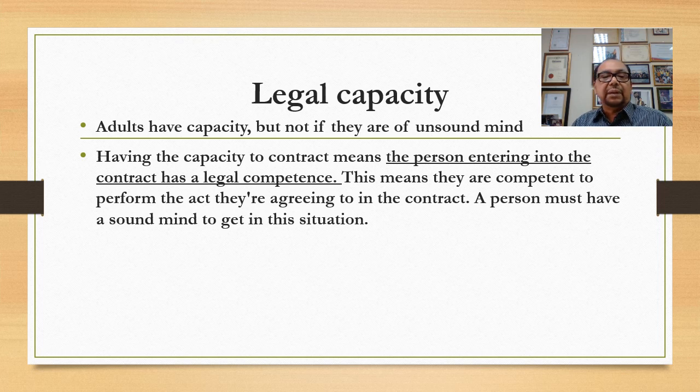Having the capacity to contract means the person entering into the contract has legal competence. This means they are competent to perform and act in agreeing to the contract. A person must have a sound mind. Maybe it's not written down here, but in law, the person must be a minimum age of 18 years old and of sound mind. So can a small boy do a contract? Legal capacity, cannot, but he can sign a contract if the parent signs the contract on his behalf. Yeah.